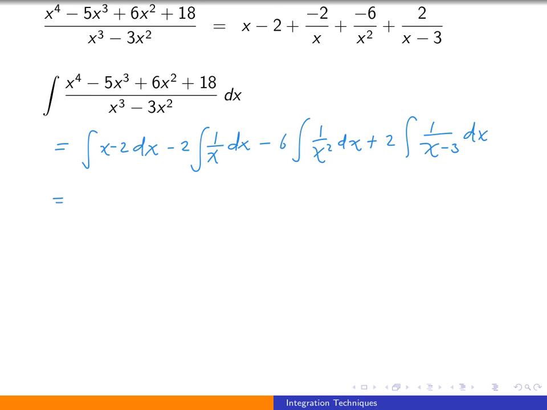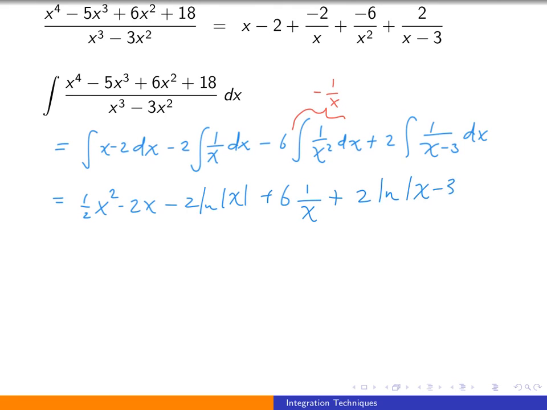So term by term, we have 1/2 x squared minus 2x. The next antiderivative of 1 over x is natural log absolute value x. Here, be careful to note that the antiderivative of 1 over x squared is minus 1 over x. So that minus a minus becomes a positive, 6 times 1 over x, plus 2 natural log absolute value x minus 3.